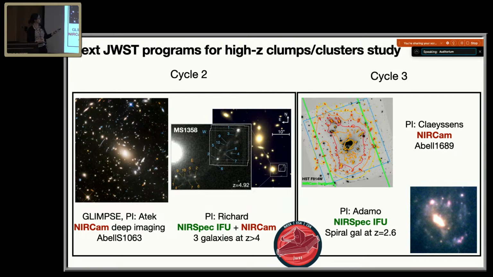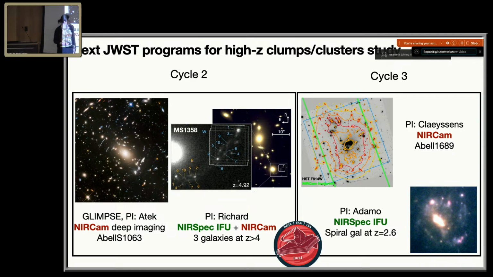So we start to collect high redshift star clusters that we can study. And then for later, we will continue to study that with new data. So we'll get the GLIMPSE data, very, very deep NIRCam data on one cluster. It's cycle 2, it will come soon. Then we are getting now NIRSpec IFU and NIRCam data on 3 galaxies, including this one, redshift 5 galaxies with a lot of clumps.